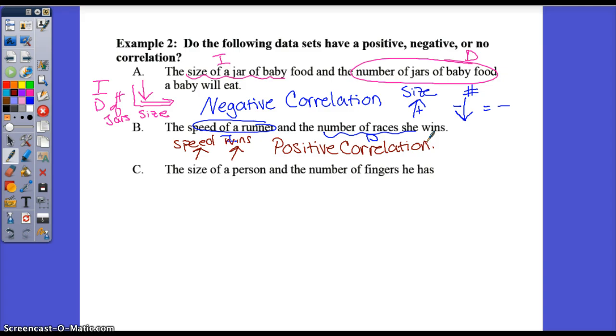The next one says the size of a person and the number of fingers they have. Do one of those even depend on the other? Absolutely not. So there is no correlation.